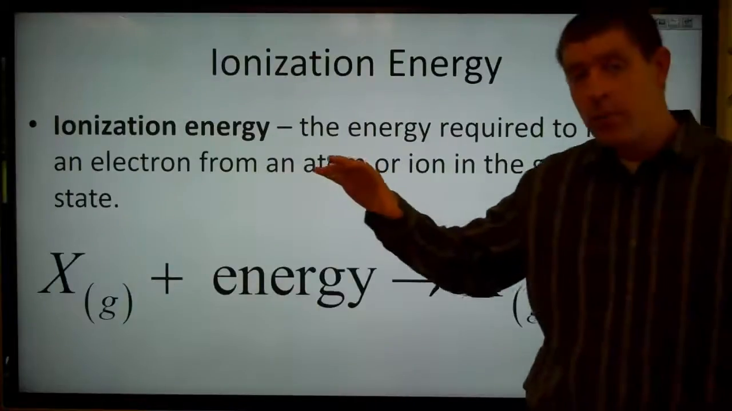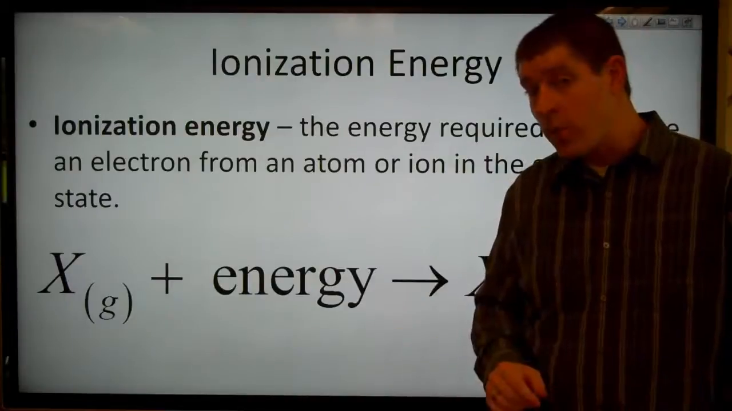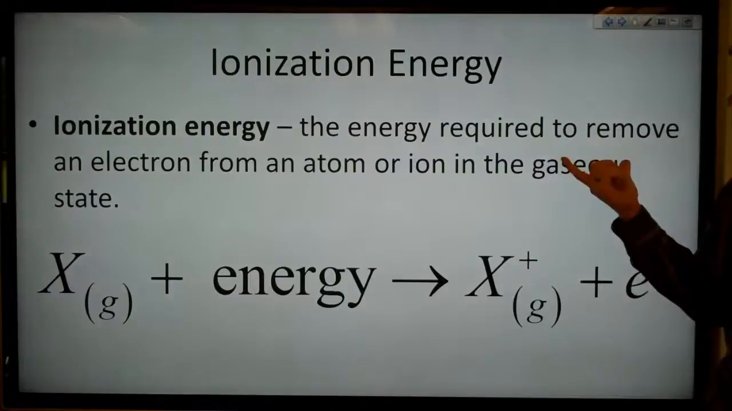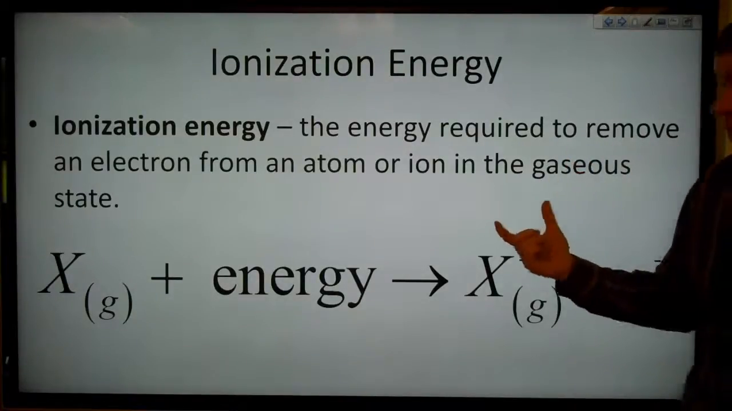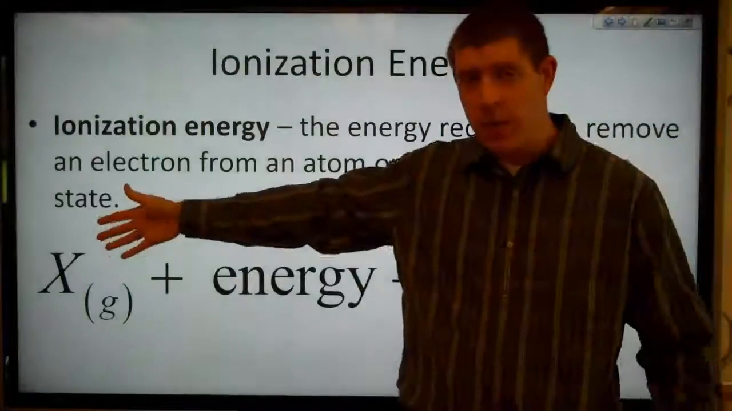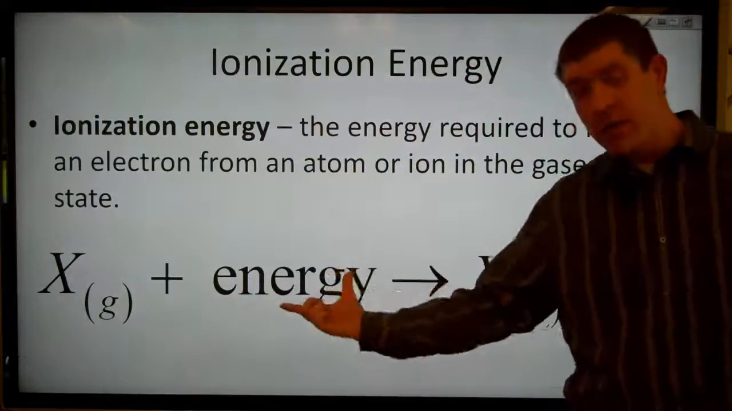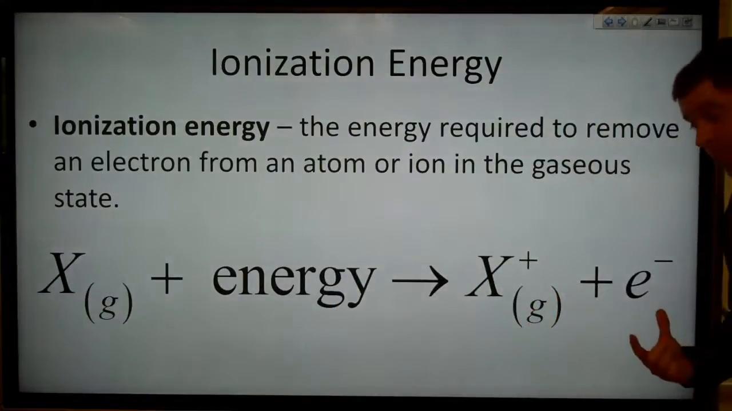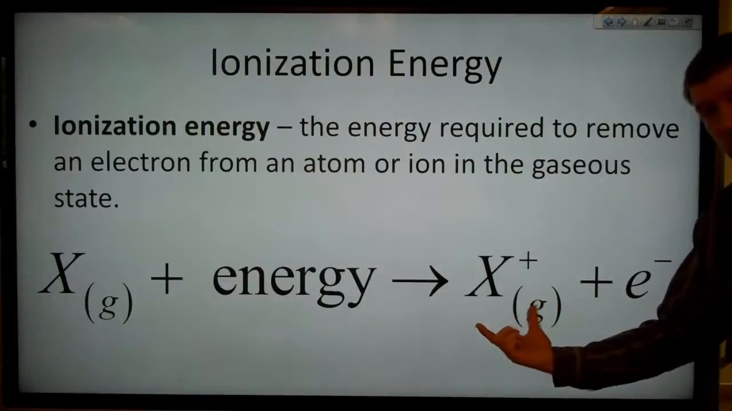One of the other properties that we want to look at is called ionization energy. This is the energy that's required to remove an electron from an atom or an ion that's in the gas state. So we have some atom, symbolized X there. It's in the gas state. If we add some energy to it, we can get an electron to come out of our atom, and we're left with a positively charged ion.